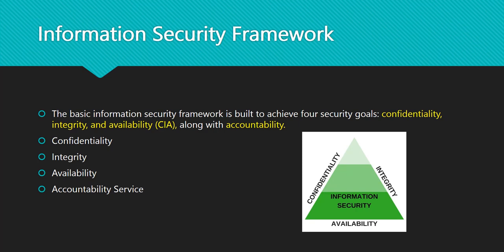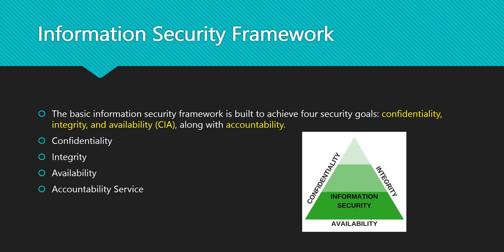Next is availability, meaning making the resources, applications, and network available to the authorized users. The attacks that can cause unavailability of the data or applications are denial of service attacks. This is the cyber attack in which the attacker makes the resources unavailable so that no user is properly able to access the resources or network.